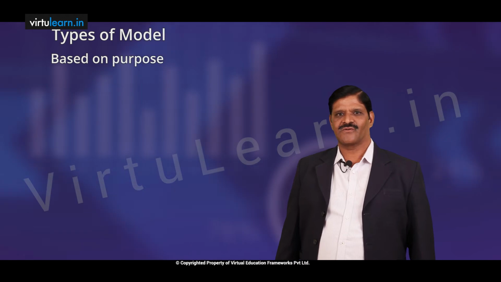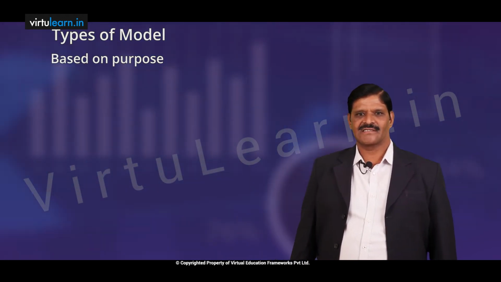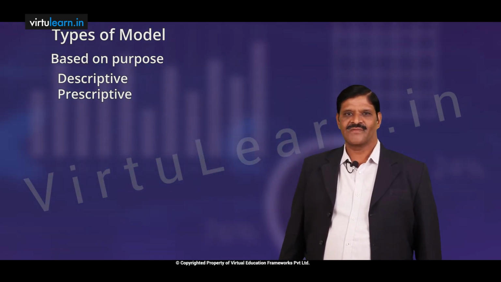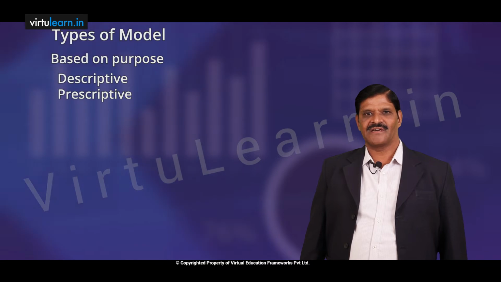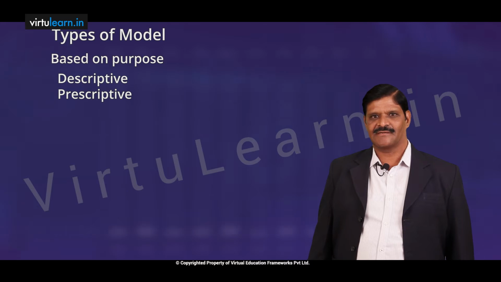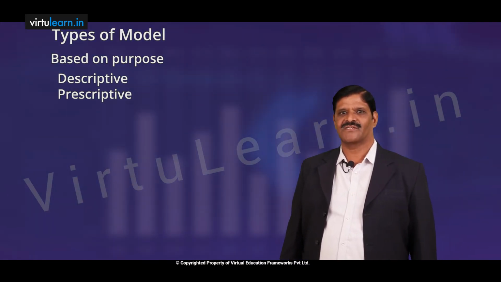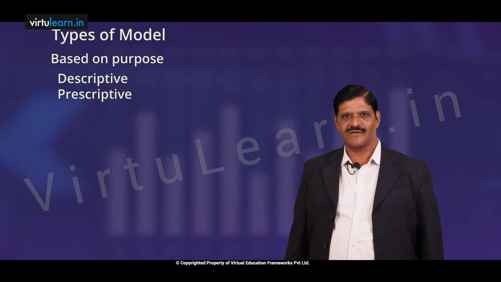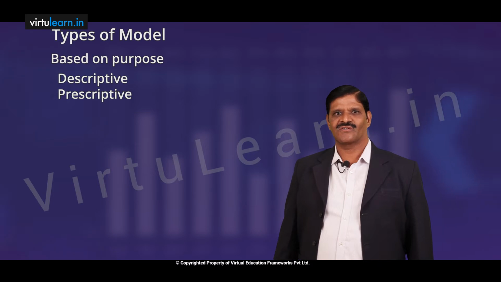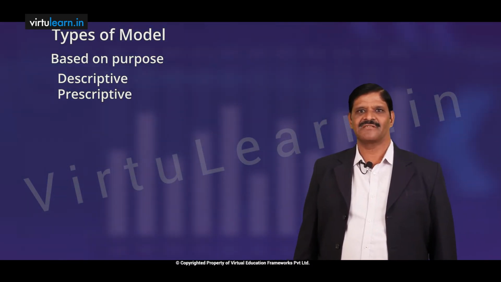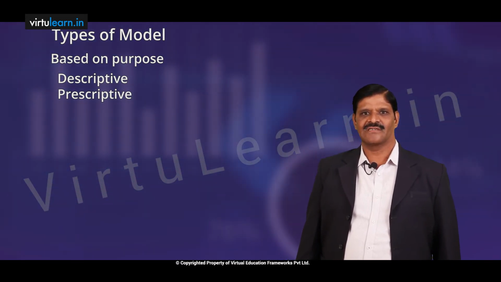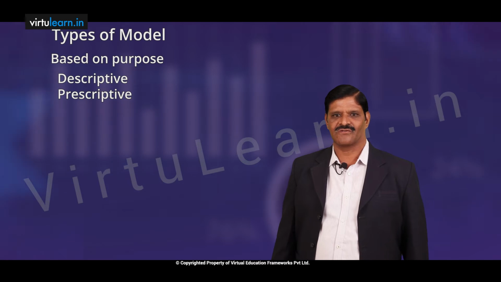Based on the purpose, we have two categories: descriptive model and prescriptive model. In a descriptive model, not much effort is made to find a solution. This model only describes the various variables involved in the system or problem, and the relationships among those variables. So this model really only describes the situation or problem, but not much effort is directed towards finding the solution or optimum solution.